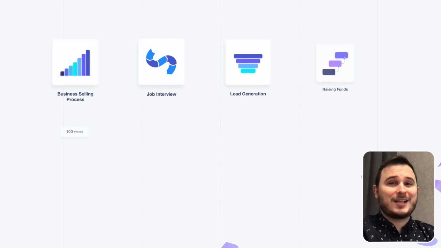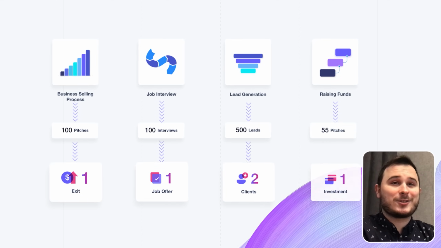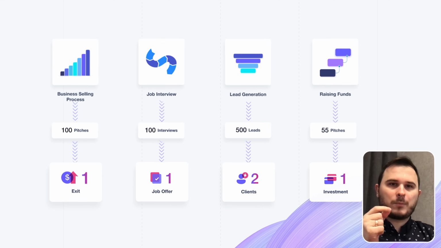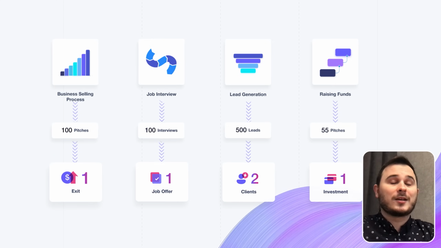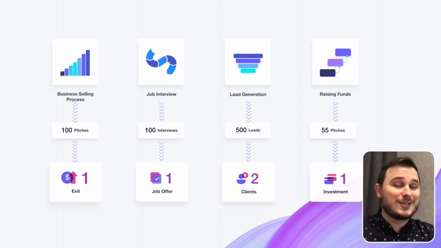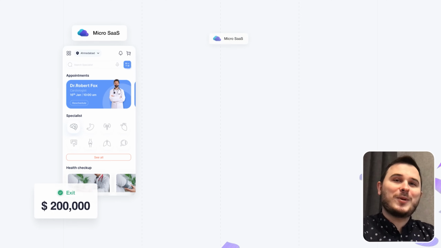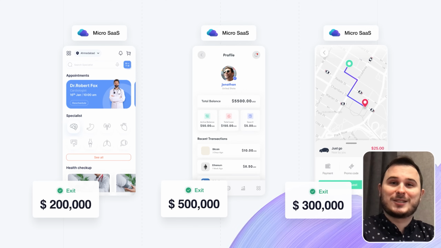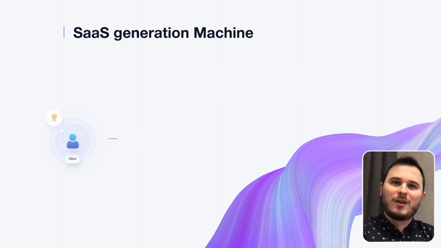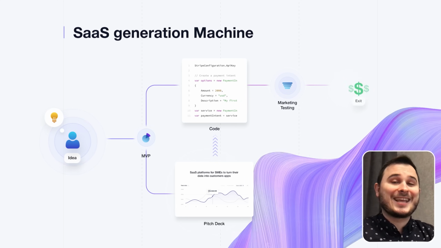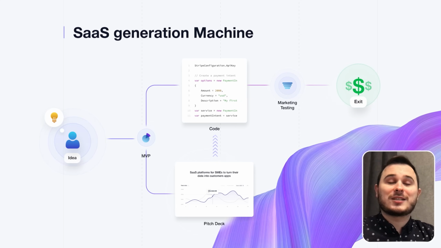Look, the business selling process, job interview, lead generation, and raising funds process is just simple math and conversion rate. So just repeat the process till you get the desired results. It's really simple. It will take some time to get the results, but the rewards are definitely worth it. Now, truth: you may need a few attempts to get your $1 million by creating multiple different micro SaaS businesses. Some of your tries would be successful and some of them not. But here's the thing: your goal is to create a SaaS startup generation machine where you can replicate the process again and again till you get your desired 7 figures.